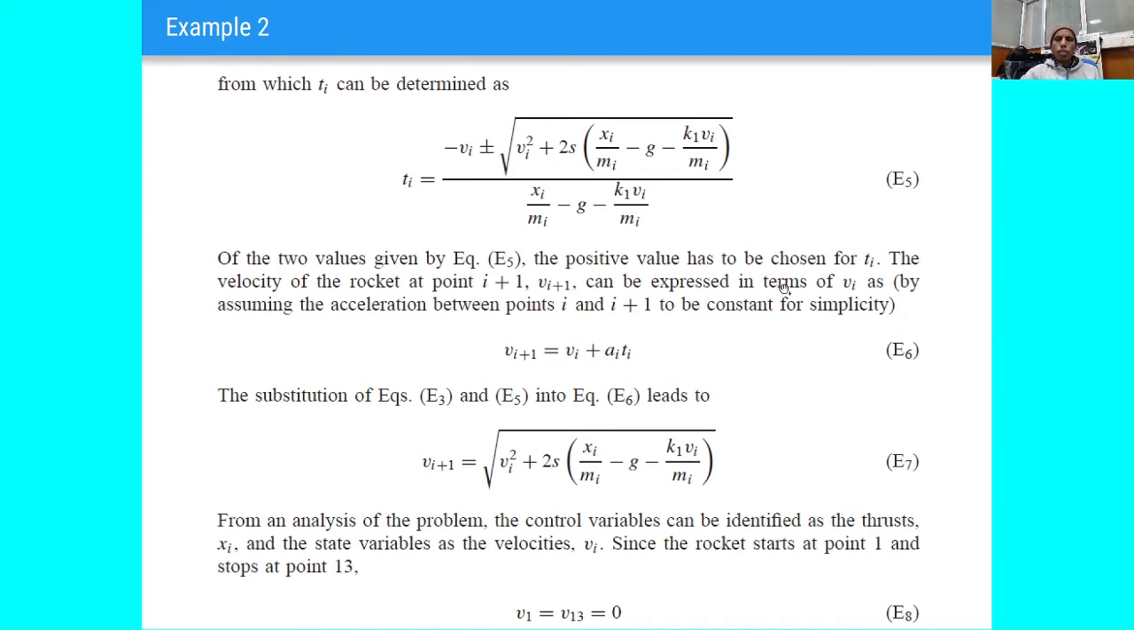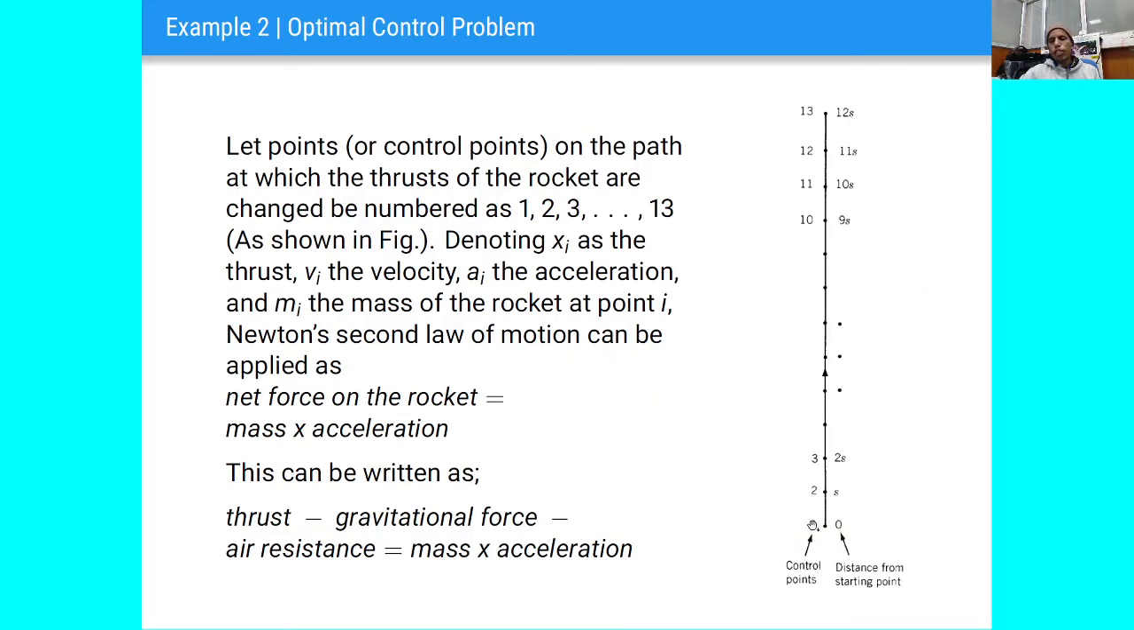So in this equation, let us try to simplify it. Suppose at control point 1 the velocity is v1, and at control point 2 the velocity is v2. We know that v equal to u plus at. So here v2 equal to v1 plus a1 t1.